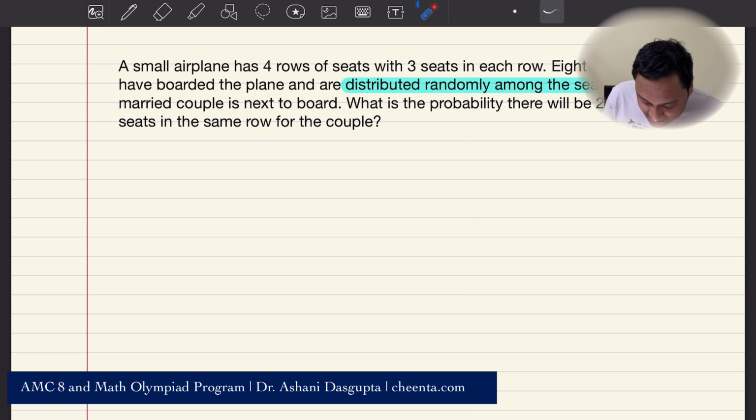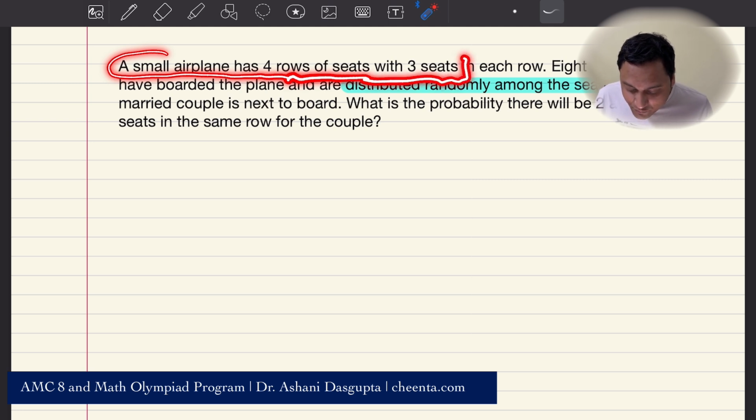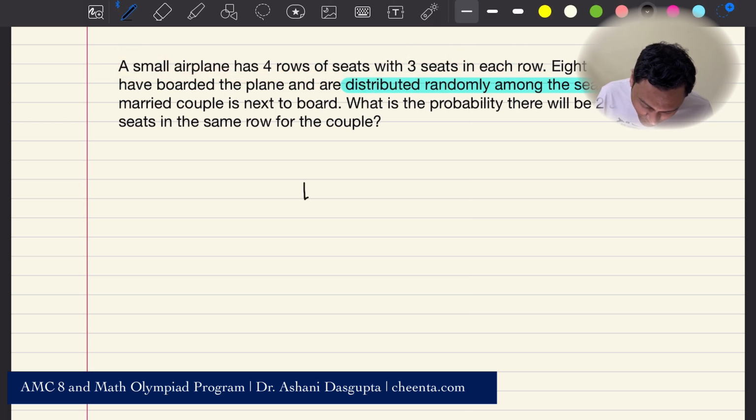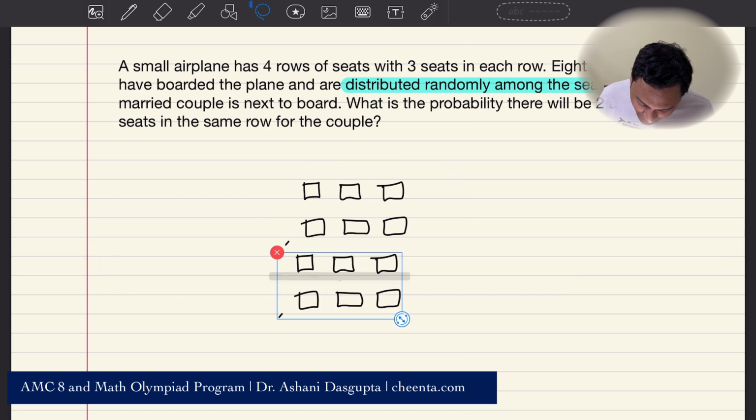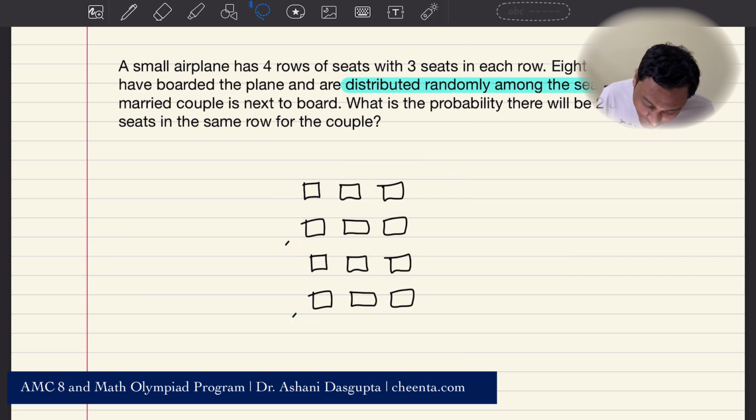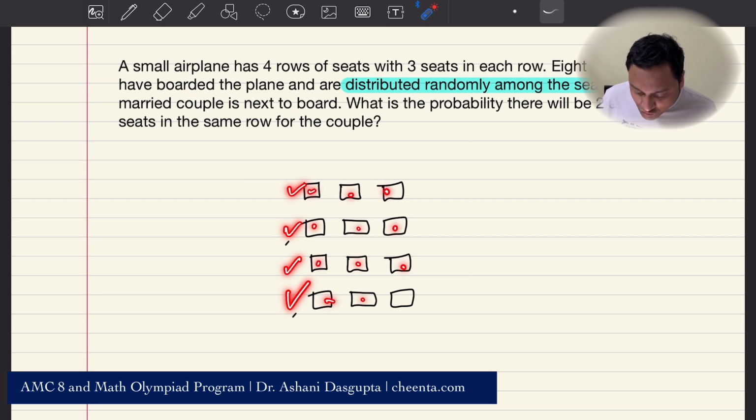The question says that a small airplane has 4 rows of seats with 3 seats in each row. So this is how it looks. You have 1 seat, 2 seats, 3 seats, and you have the second row, and then you have 2 more rows. So I can just copy this and paste it here. So you have 4 rows and you have 3 seats in each row.